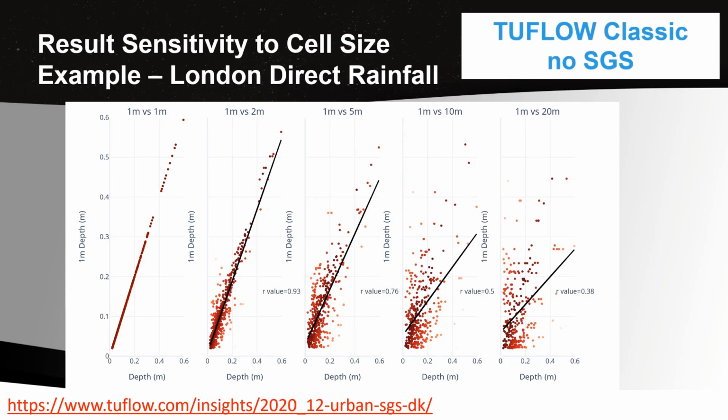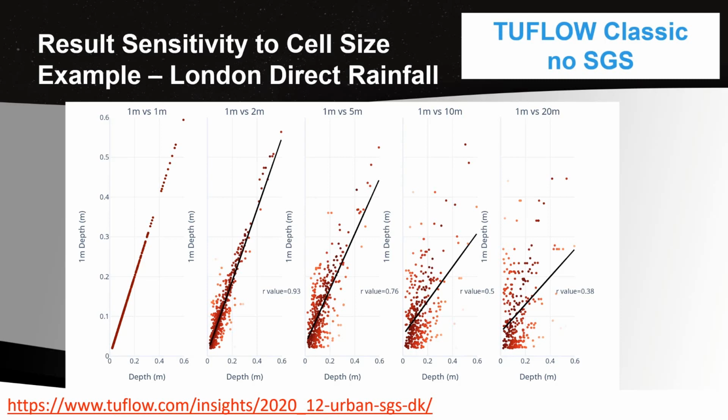The title of each graph highlights what model version it relates to. So on the left we have a 1 meter resolution model, second from the left is a 2 meter, third from the left is 5 meter, then we have 10 and 20 off to the right. The x-axis is the flood depth result for that modeled resolution, and that then is plotted against the y-axis, which is the depth result for that exact same location, though for the 1 meter resolution model.